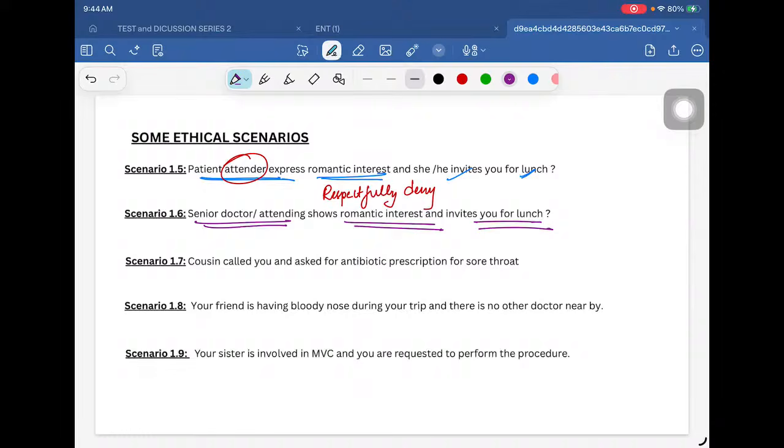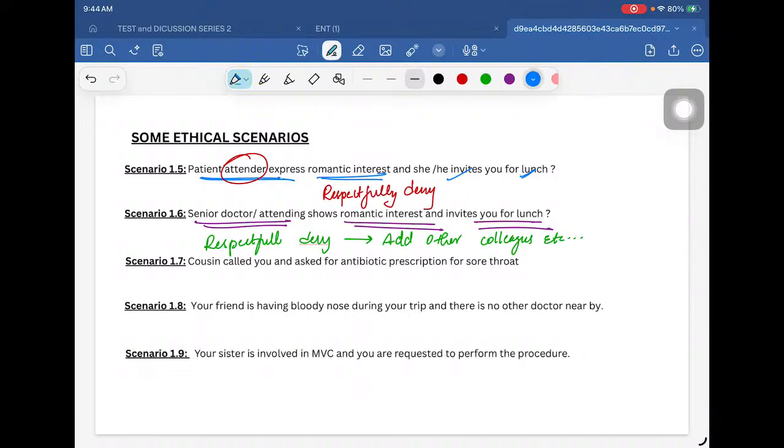In this situation, because they are your senior or your attending, you can deny it. Basically, you respectfully say no. Or you can just tell them we can invite other colleagues also if they are okay with it, as if it's a team dinner.